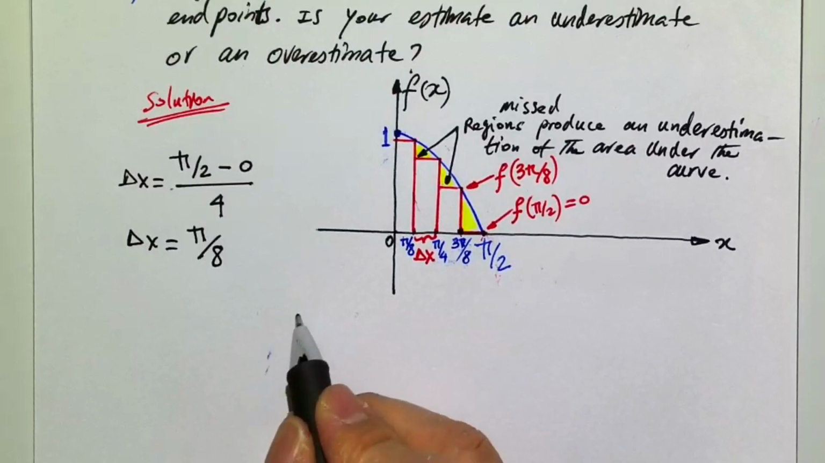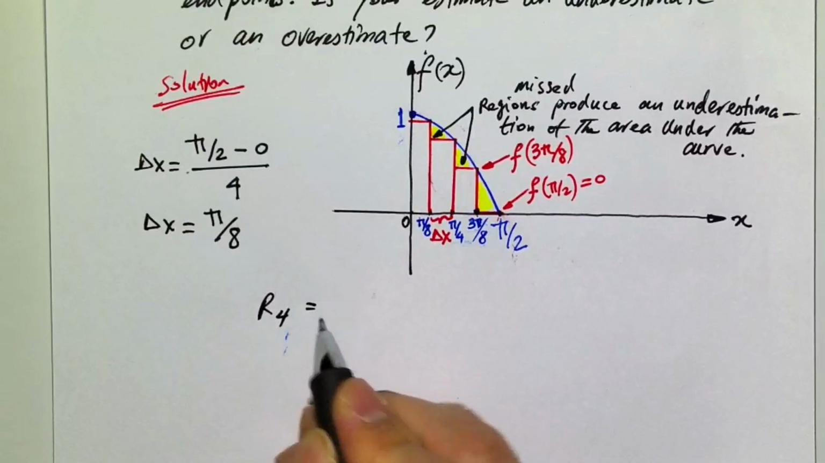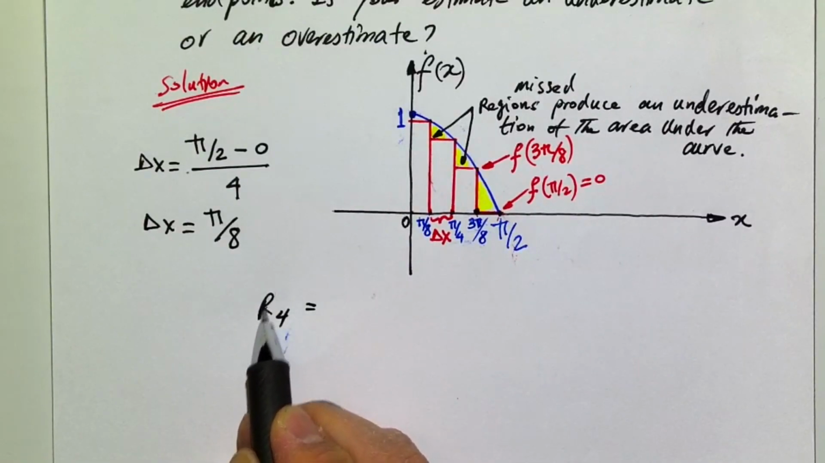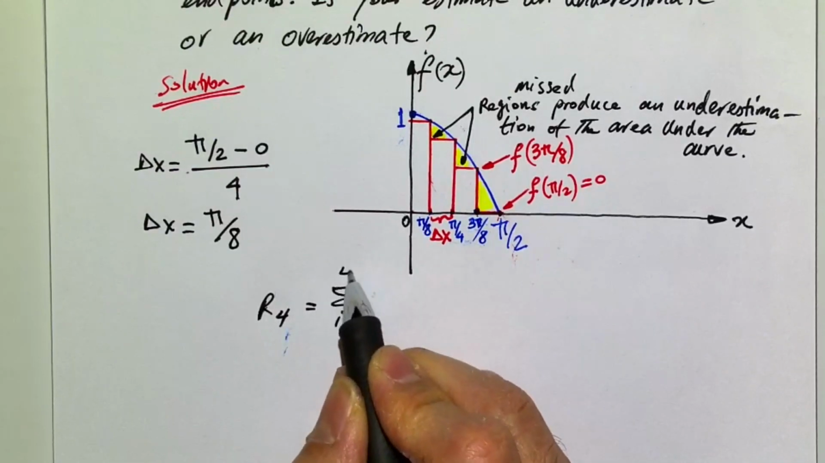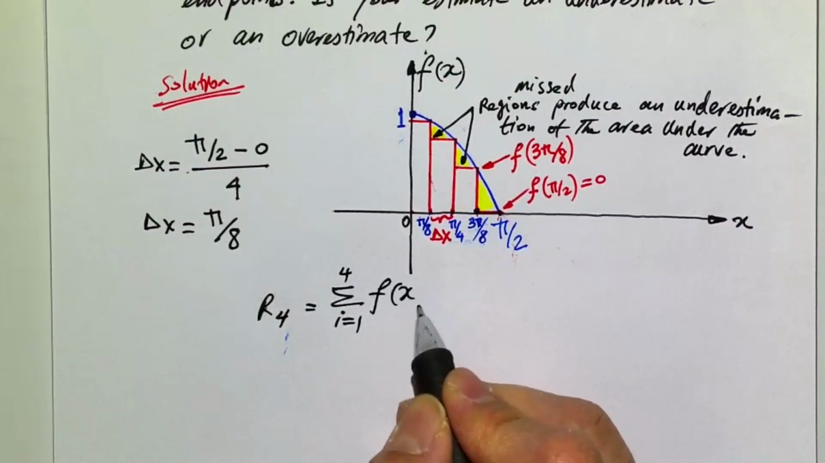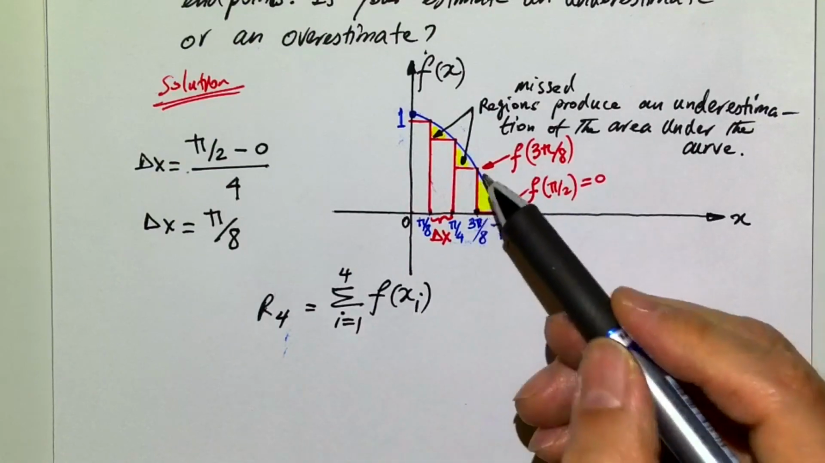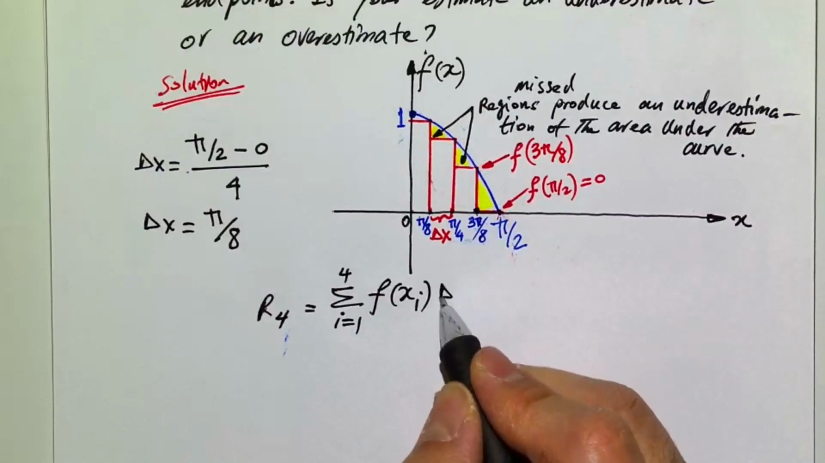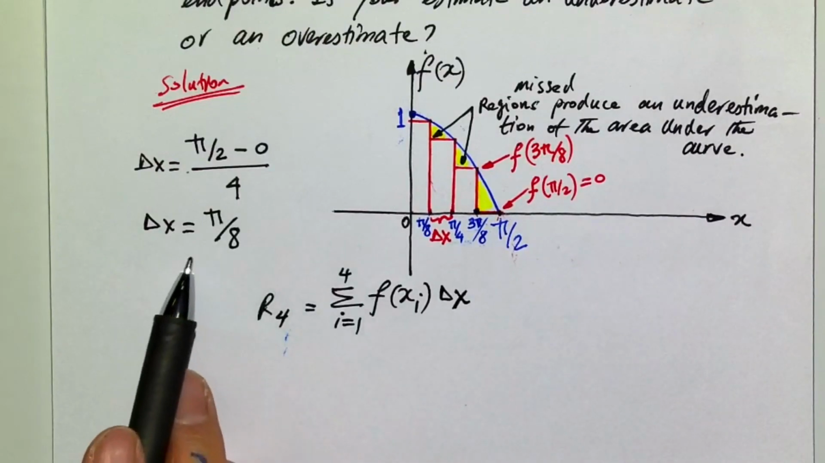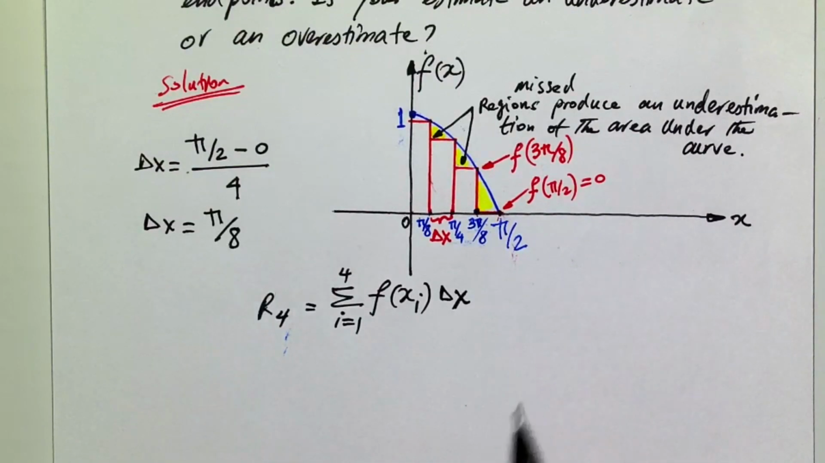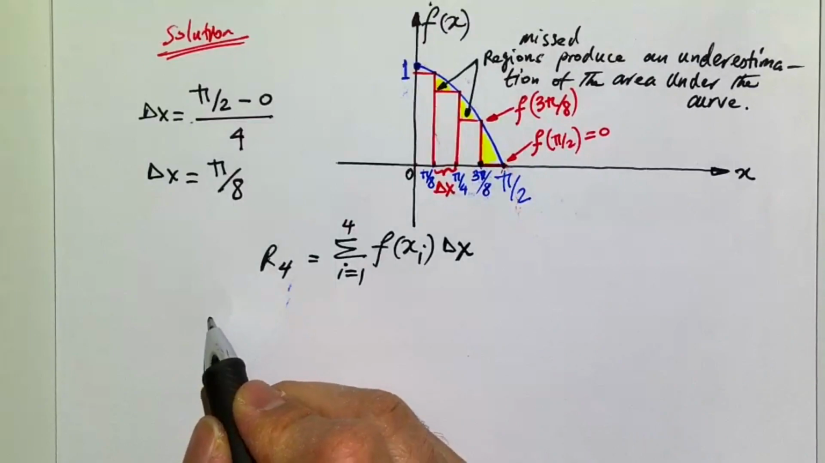Let's use the Riemann sum for 4 rectangles, and these are for the right-hand points. It would be the sum of i going from 1 to 4 of the function at each right corner point. These x_i's are on the right corner points of each rectangle, times delta x, of course. We already know delta x is pi over 8. So let's calculate this, and we know our function.